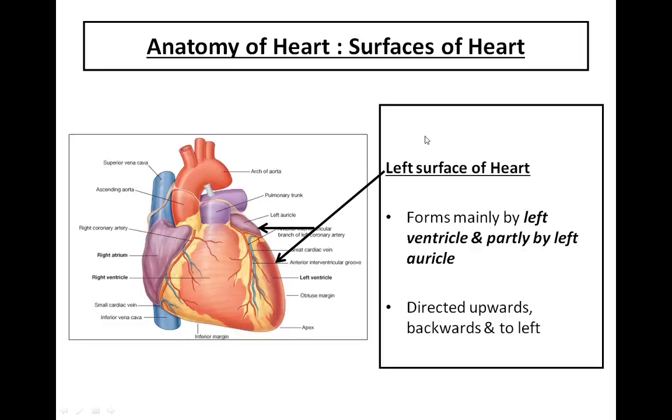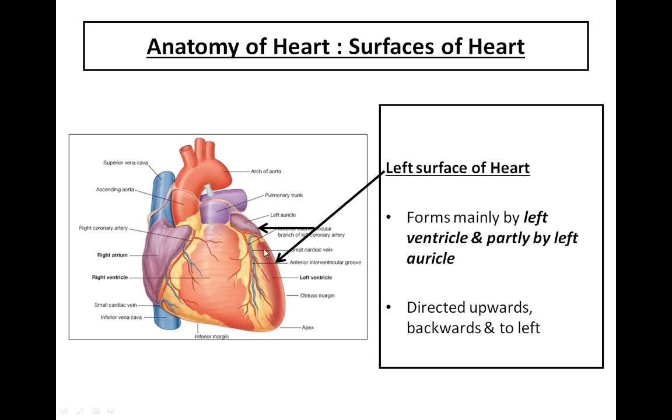Okay. Now come to the left surface. So this left surface is formed mainly by the left ventricle and part of the left atrium. Mainly by the left ventricle and part of the left, actually, atrium means it is the extension, the left auricle, not the atrium.